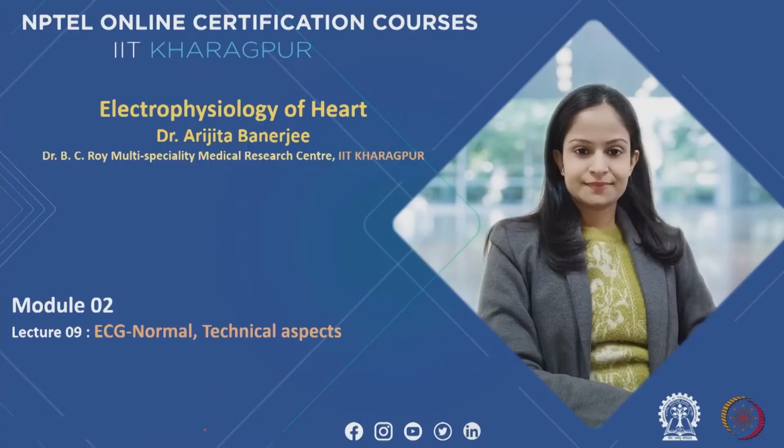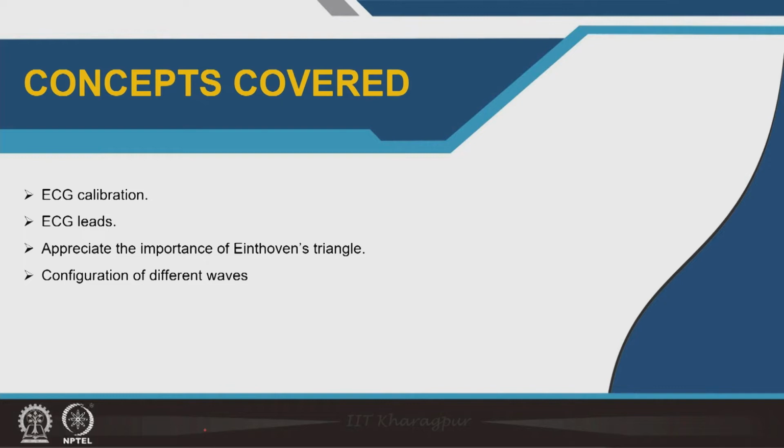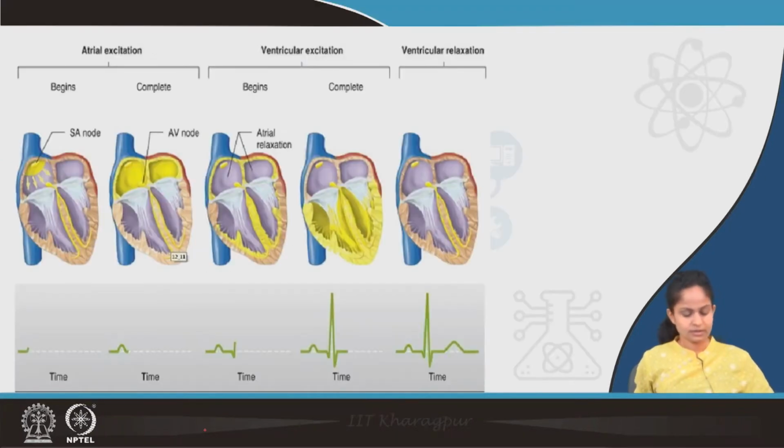Hello everyone. So today we'll start our next topic, that is the normal aspects of ECG and the technical aspects. Along with these concepts we will cover ECG calibration, how calibration is done in the ECG machine, what are the different types of ECG leads, what is the importance of Einthoven's triangle, and what is the configuration of different waves. Now, in the last lecture we had already studied the different types of waves in the ECG.